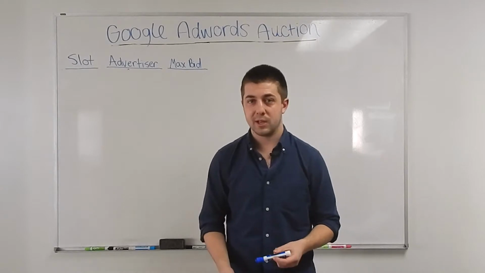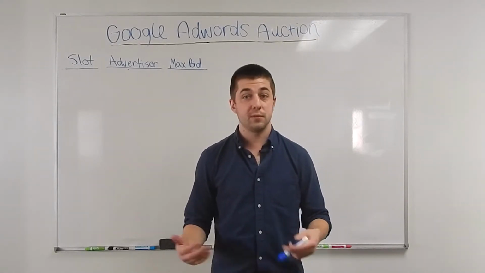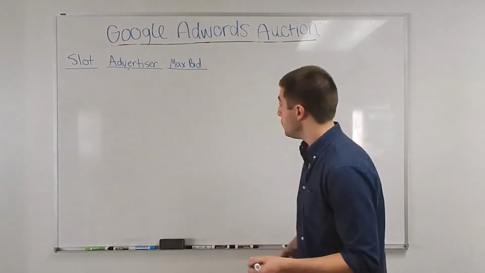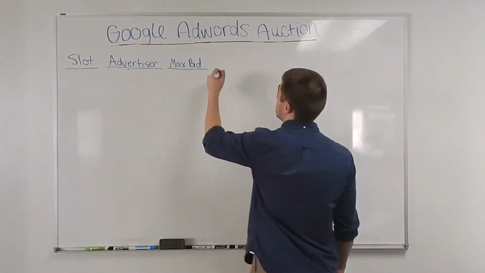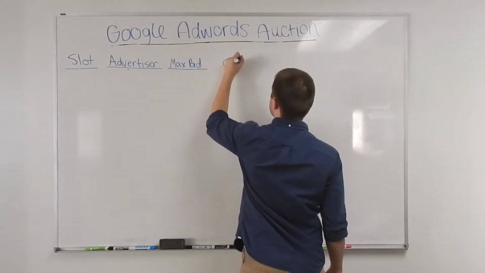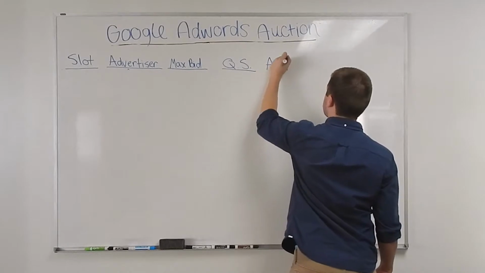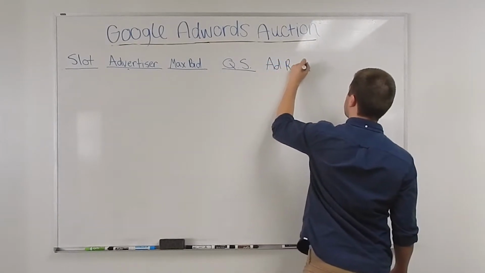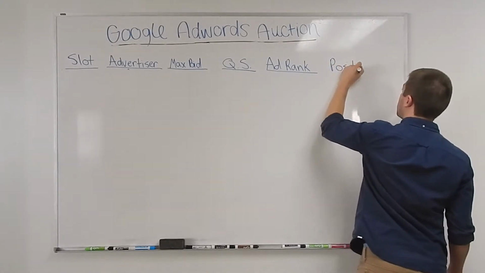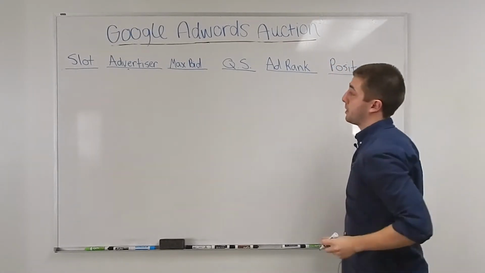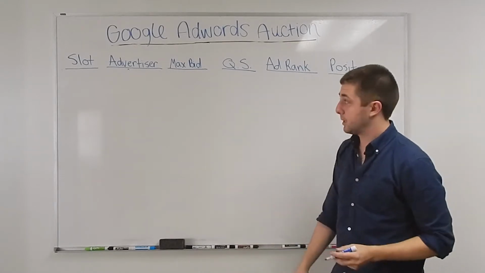Now that you have a better understanding of what Quality Score is, I'm going to show you how it plays into the rest of the Google AdWords auctions. So this time we're going to add a few new columns. We're going to add Quality Score, ad rank, and position. Position is going to refer to the spot that you actually end up getting in the search results, and ad rank we'll get into in a second.